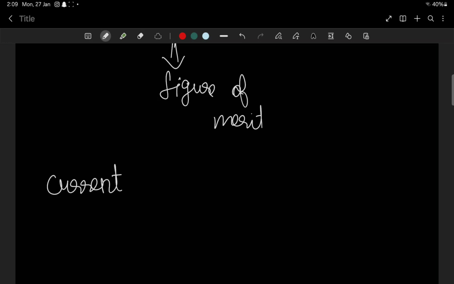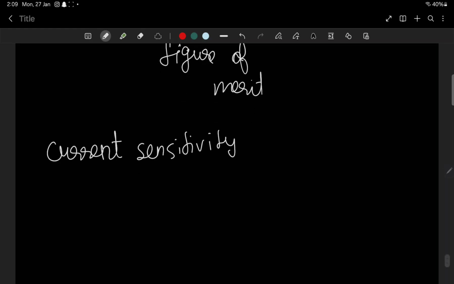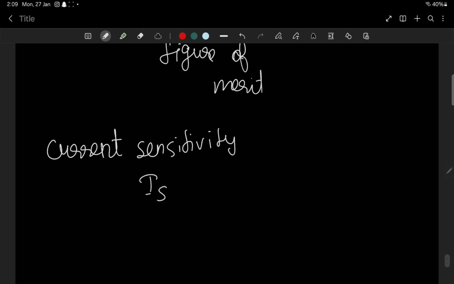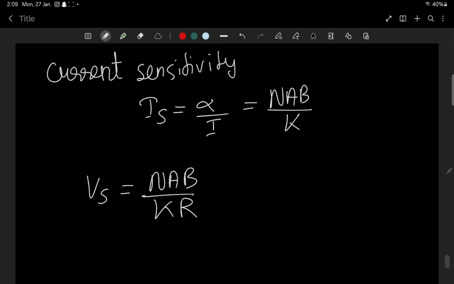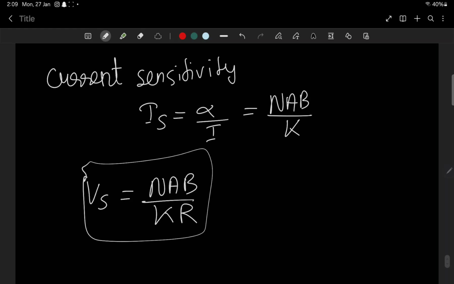Current sensitivity is the deflection induced in the coil of the galvanometer per unit passage of electric current. That's equal to I_S, that's equal to alpha by I, that's equal to NAB by K. Now voltage sensitivity is equal to NAB by KR. So these are only the things that we should derive.